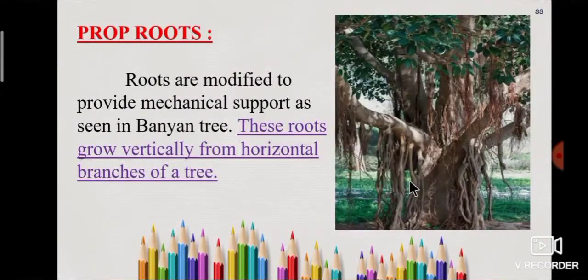Now we will learn about prop roots. Roots are modified to provide mechanical support as seen in banyan tree. These roots grow vertically from horizontal branches of a tree.